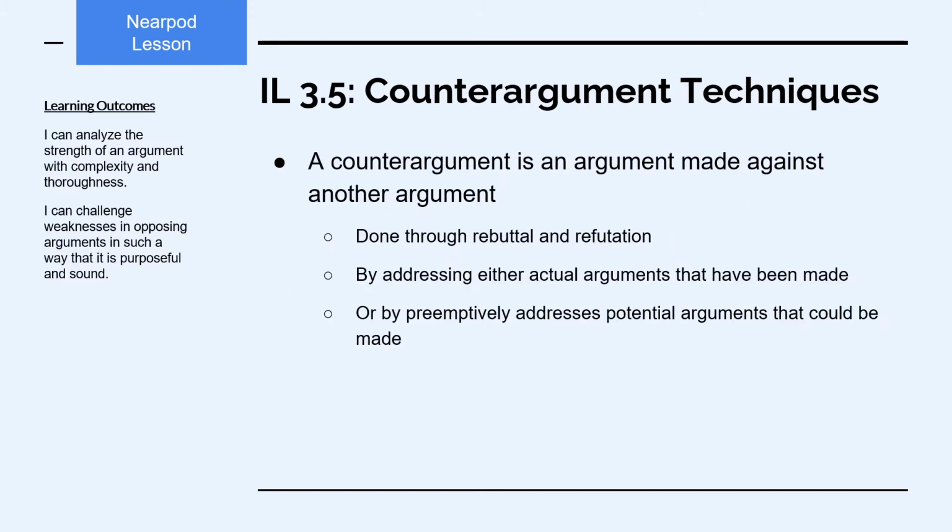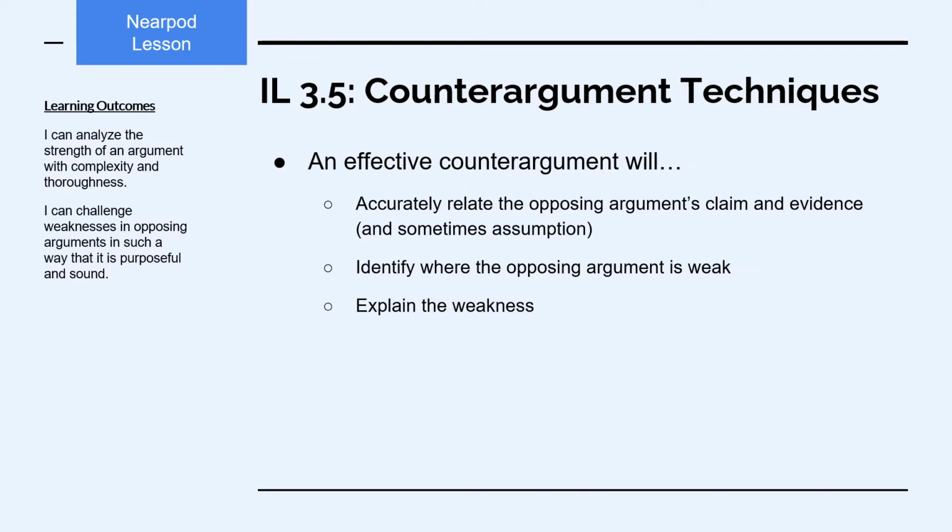A counterargument is just an argument made against another argument. And this is done through using rebuttal and refutation. Counterarguments are made by addressing either actual arguments that have been made or by preemptively addressing potential arguments that could be made. An effective counterargument will do three things.